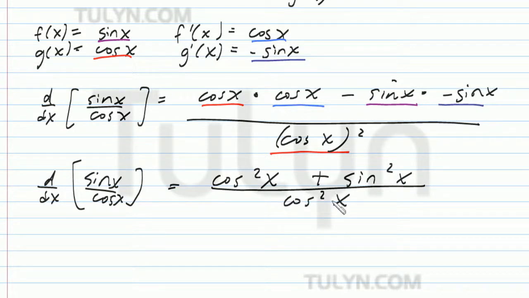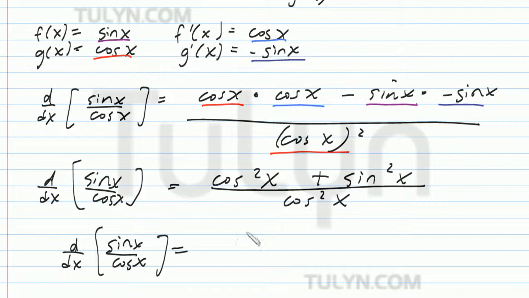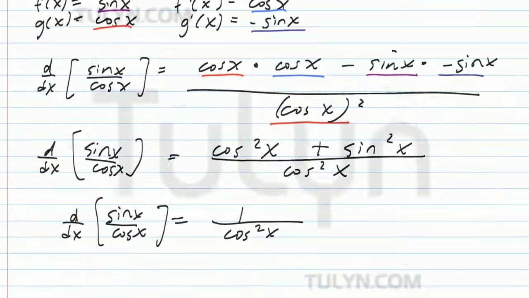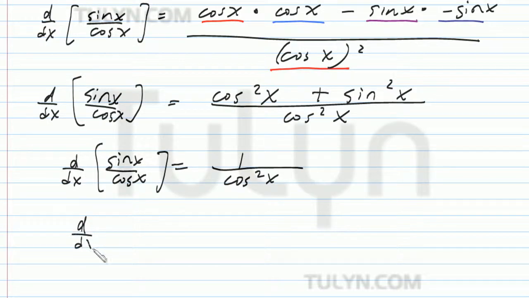So then you're going to notice that the derivative with respect to x of sine x divided by cosine x is going to be cosine squared x plus sine squared x, which, as the identity says, is equal to 1, over cosine squared x. And you're going to notice that the derivative of tangent of x is really equal to secant squared x.